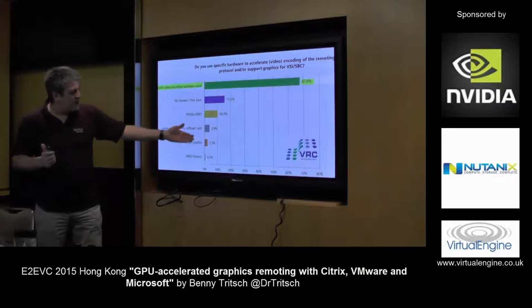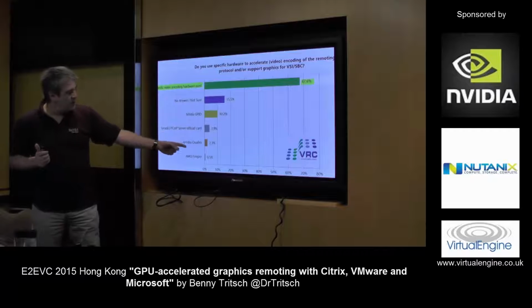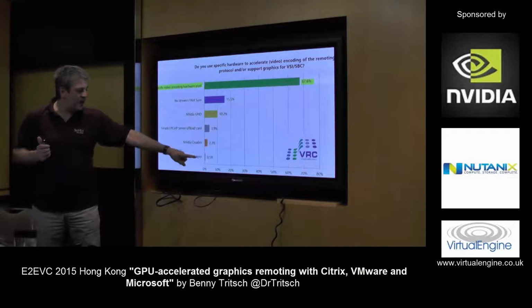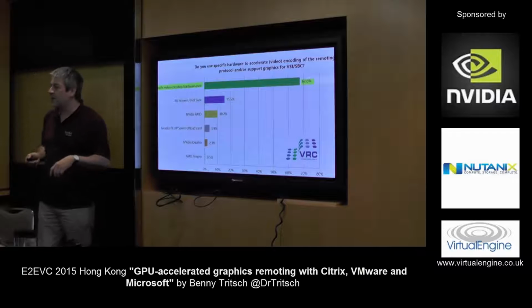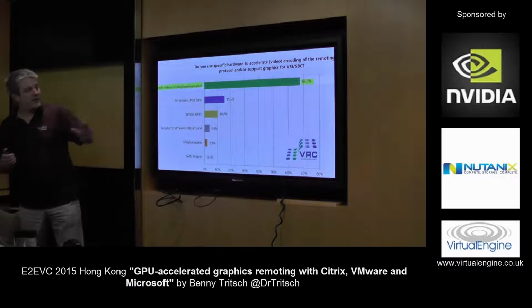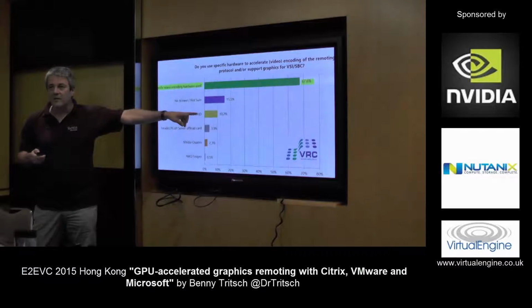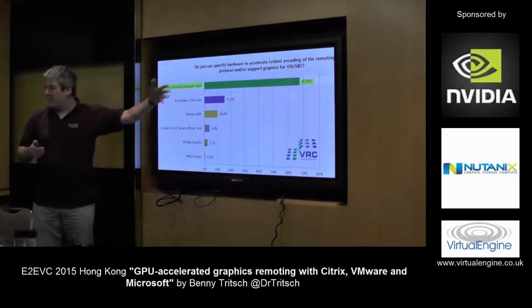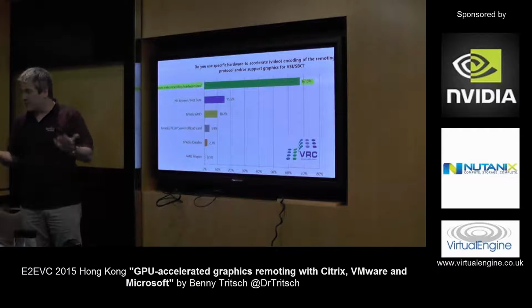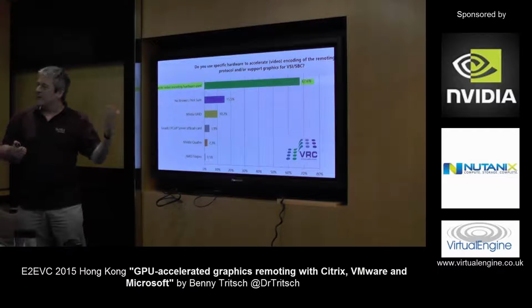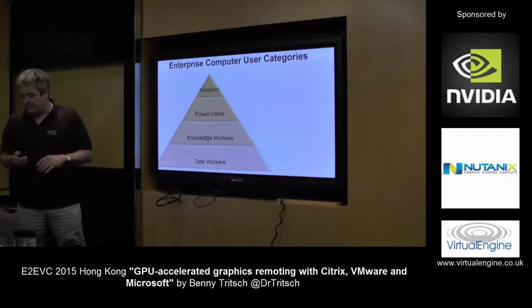You see, there are the others like Teradici offload, NVIDIA Quadro, and here AMD FirePro at 0.5%. So it's very clear that NVIDIA is the market leader. Well, if people know what they want to do with GPU acceleration, typically they are using NVIDIA.